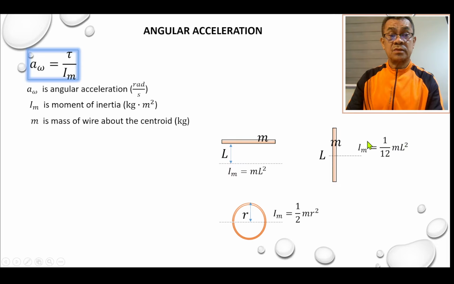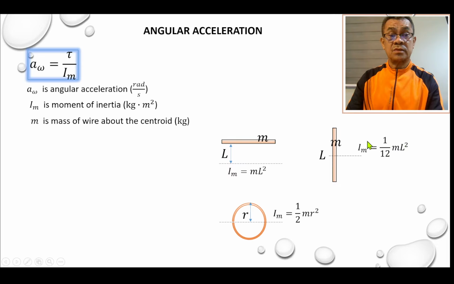Now, if the loop is a circle, very easy. Just 1/2 m r squared. That's it, because this is intended for a circular loop. This is for a portion of the conductor. Okay? That's it. So, for your practice, of course, you have to do problem solving.